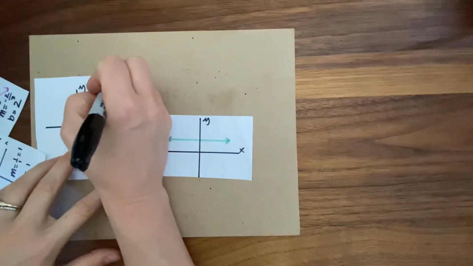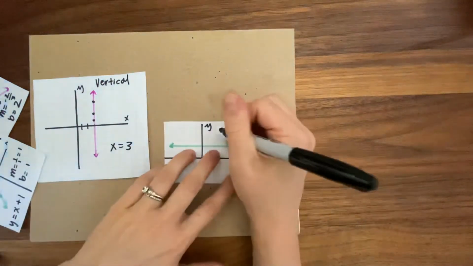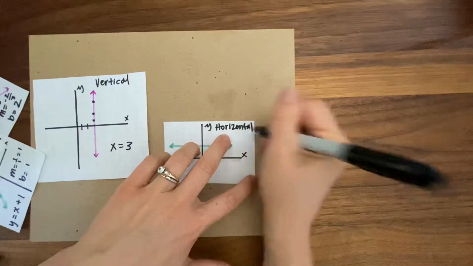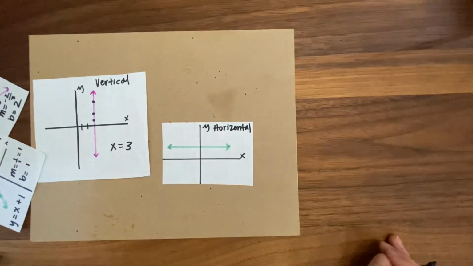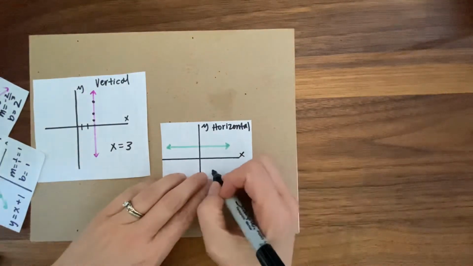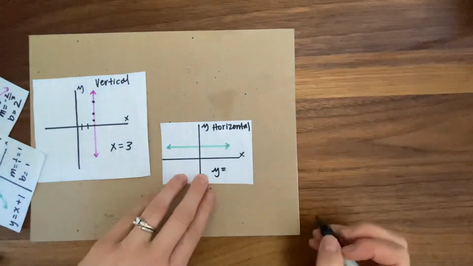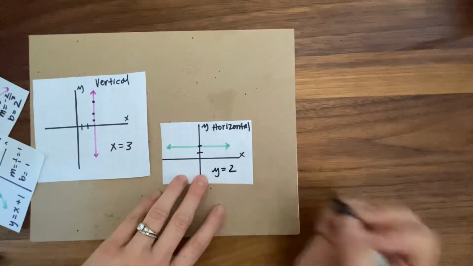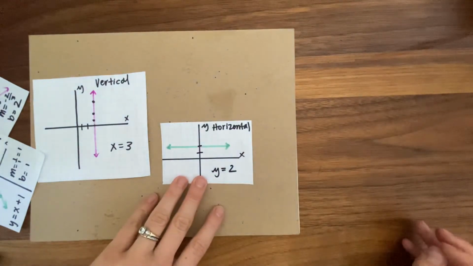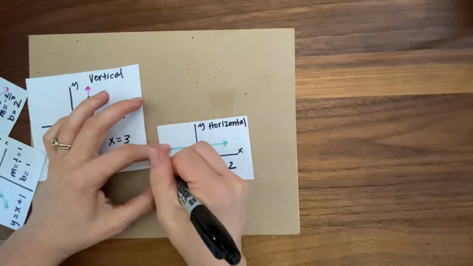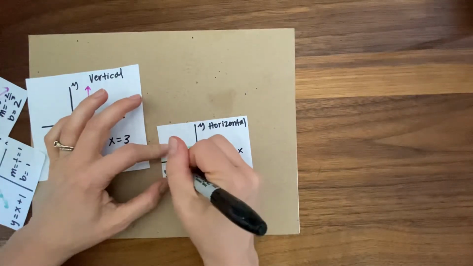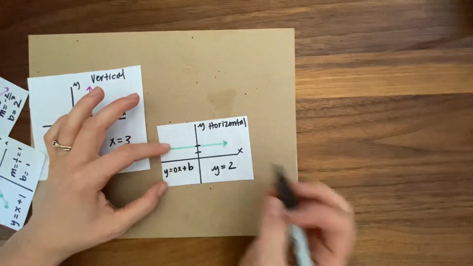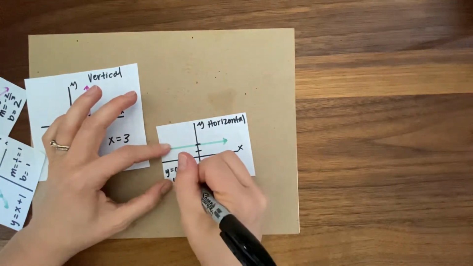That is a vertical line. We can also have a horizontal line. A horizontal line is flat like the horizon, and it is always in the form of y equals some number. In this case, y equals 2. We could also think about this in terms of y equals mx plus b, but in this case, m is 0. 0x plus b, our y-intercept is 2. Y equals 2.